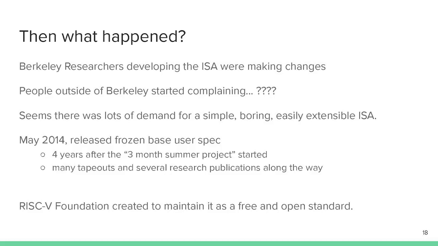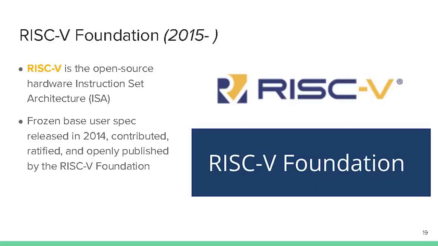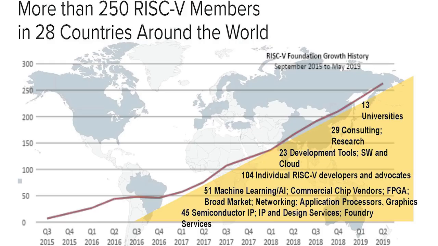And then they decided to do something additional, which is to create a separate foundation called the RISC-V Foundation to maintain the standard. Because if it's at Berkeley, there are grad students, they come and go, and projects languish. But the foundation was created to keep this living in perpetuity. So RISC-V is the open source hardware instruction set, and it's free and open to use. And the spec was ratified in 2014, and additional specs have been ratified since then by the foundation.